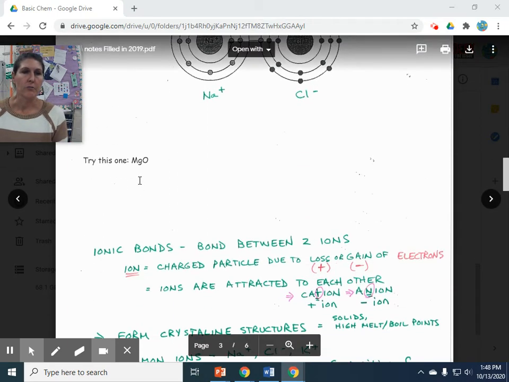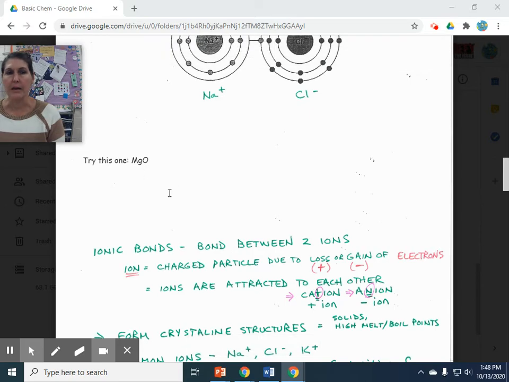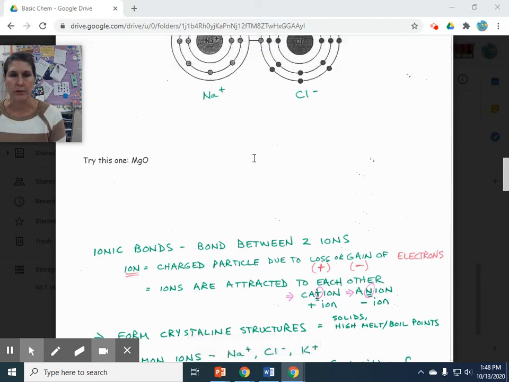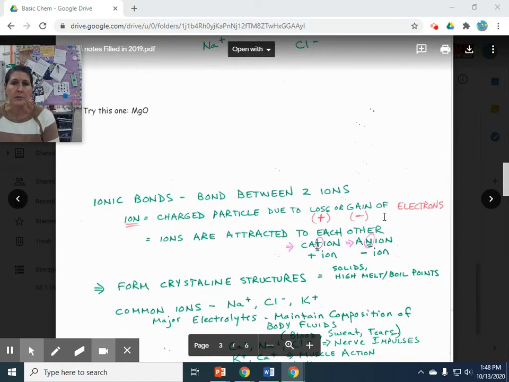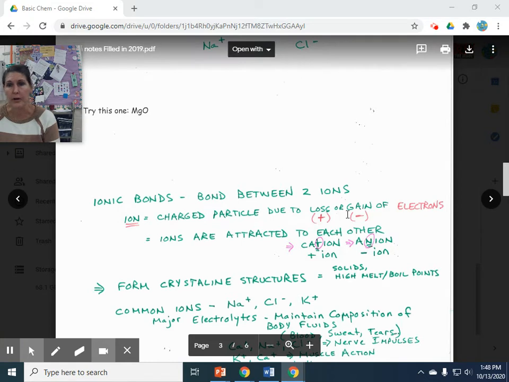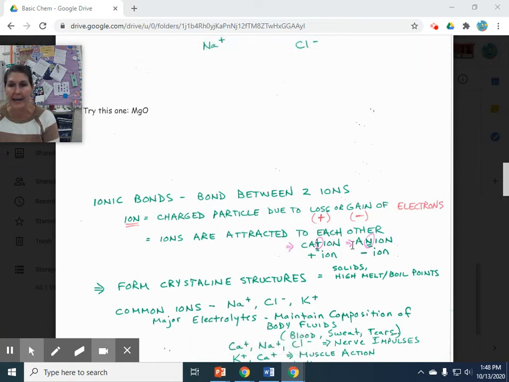You can also do it with magnesium oxide. Same thing, but you would see a +2 charge on magnesium. Oxygen gets a -2 charge there. So you can always try that one on your own if you like, and I can go through it if you would like. Ionic bonds, we know that they form between two ions, so it's a charged particle. We either lose or gain them. Ions are attracted to each other, so that cation and anion. It's kind of like batteries. Opposites are going to attract, and that plays an important role when we get to gel electrophoresis.